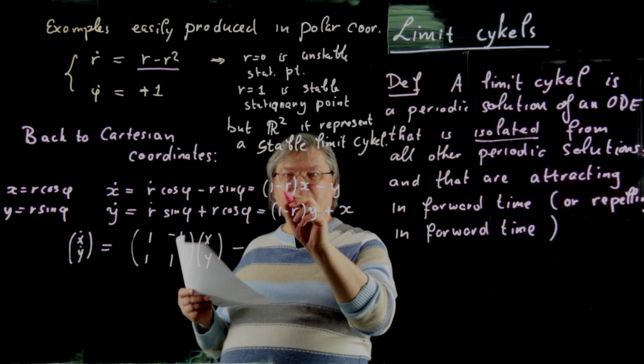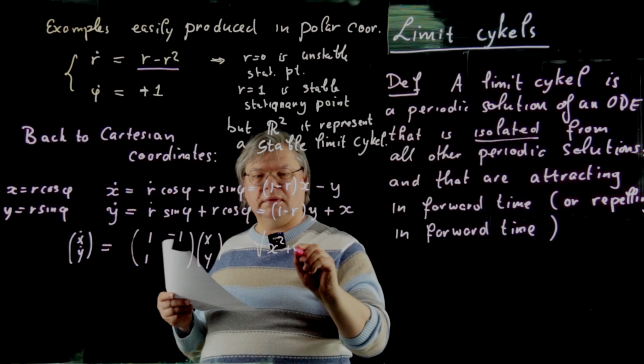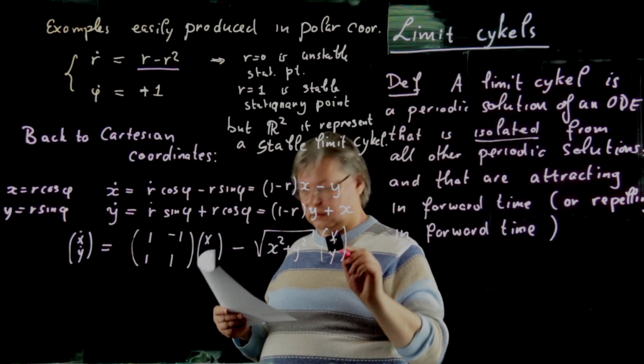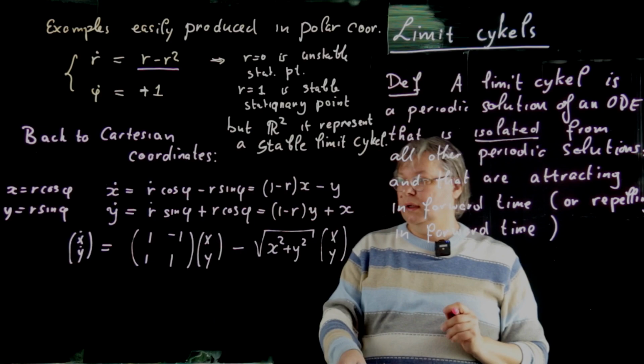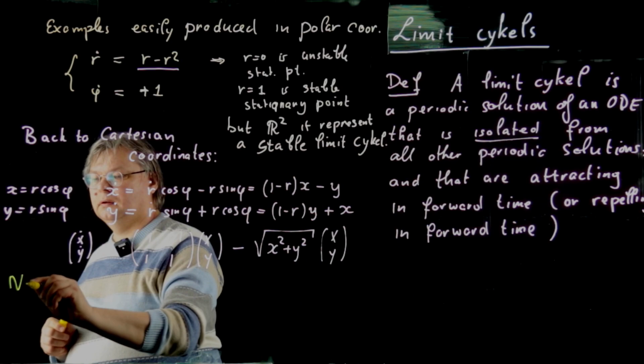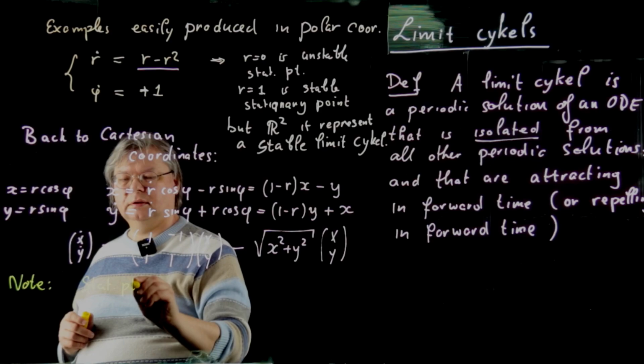And now I got minus r, and minus r is minus square root of x squared plus y squared, times x, times y. So that's the form in polar coordinates. And I can look at the stationary points. There is a stationary point at 0, 0.